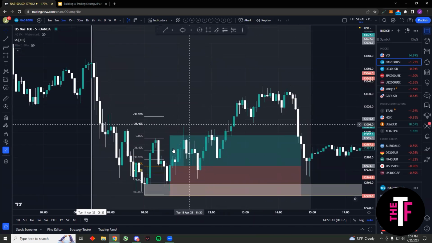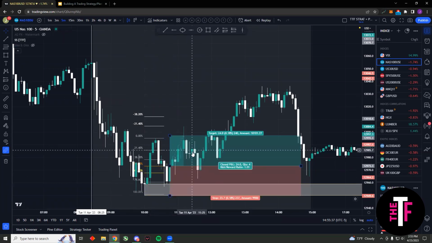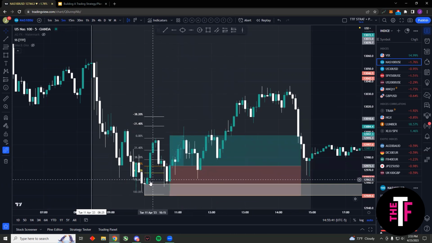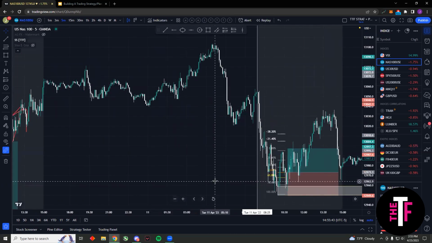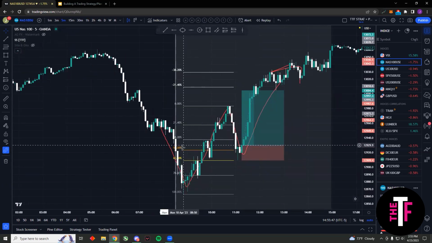The problem that I have with this is that this is the lower high, and you don't break that until later. So this might not be a valid entry for you if you're also incorporating market structure into this as well.